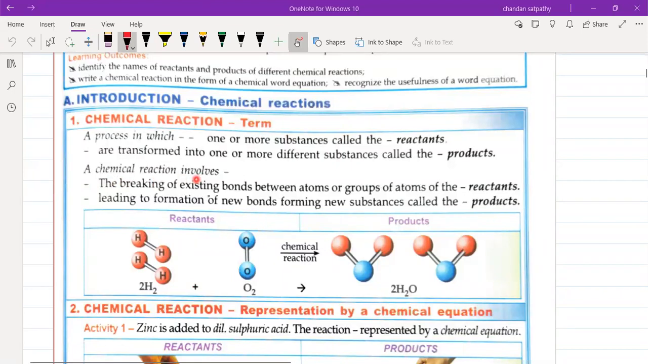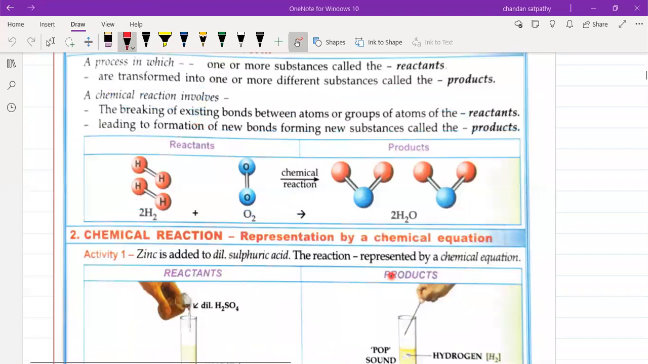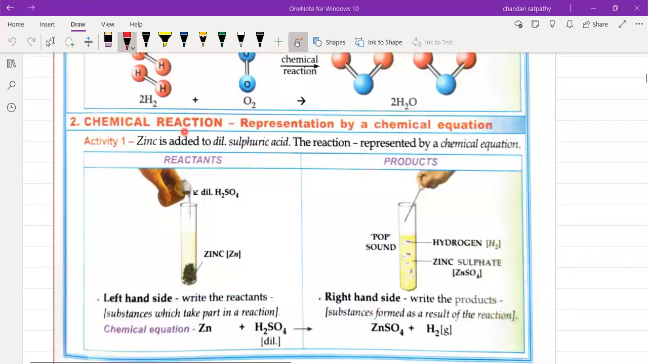The breaking of existing bonds between the atoms or group of atoms of the reactants takes place. Here you see both the hydrogen atoms are attached with a bond. This bond breaks, and here the oxygen molecule bond also breaks. Then hydrogen and oxygen bond to form a new substance. Understood? Next we'll see how we can represent a chemical equation.